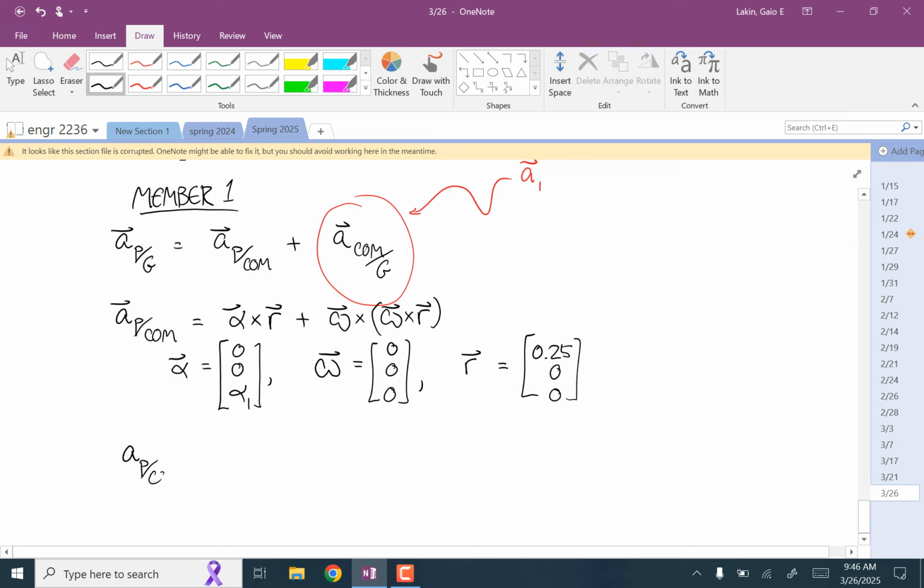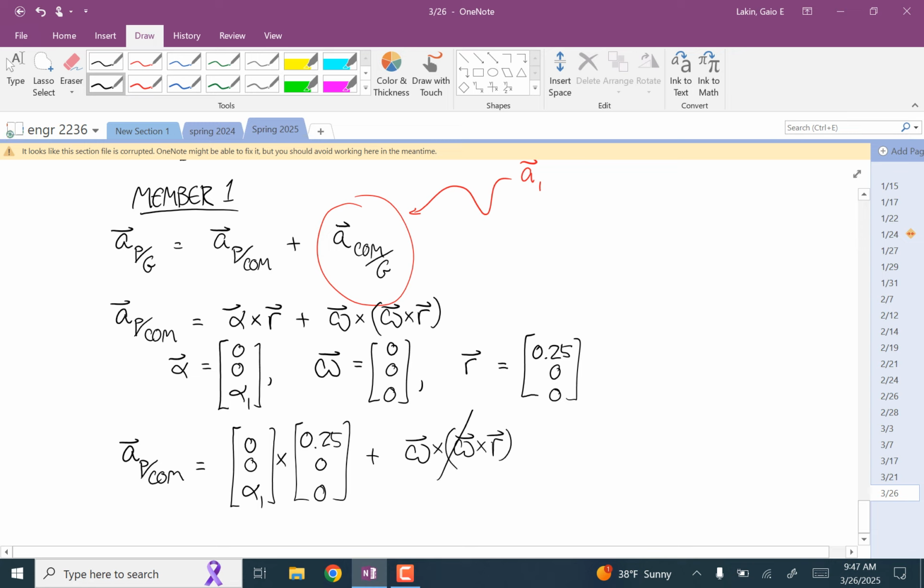So the acceleration of P relative to the center of mass is 0, 0, alpha 1 crossed with 0.25, 0, 0. This stuff goes away. And you get 0, positive 0.25 alpha 1, 0.